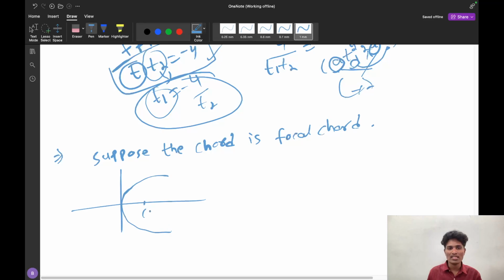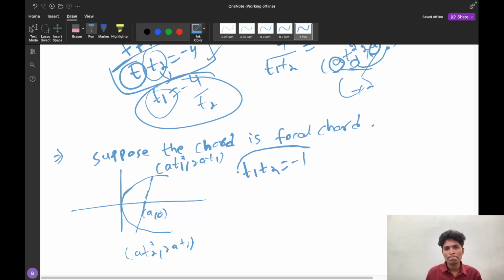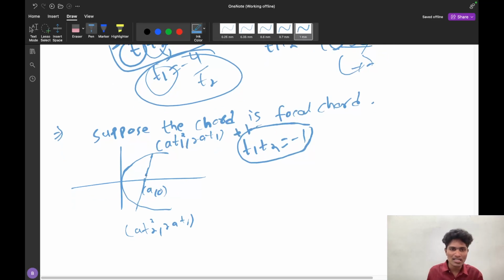This is a parabola and this is the focus, it is passing through a, 0. The point is a t1 square comma 2a t1 and the point here is a t2 square comma 2a t2. Now the relation could be t1 t2 is equal to minus 1. Very important, t1 t2 should be equal to minus 1. This is an important relation you have to remember: when the chord is passing through the focus a, 0, the product of t1 and t2 will be equal to minus 1.